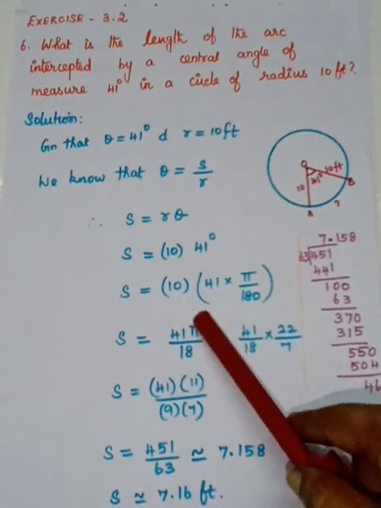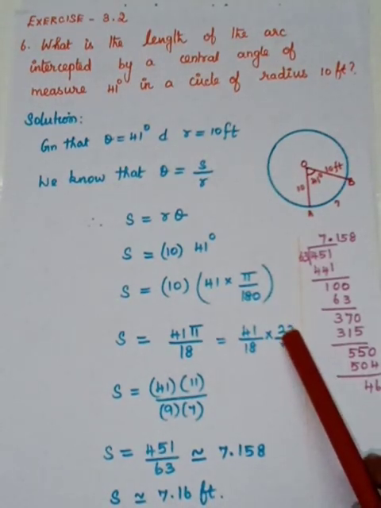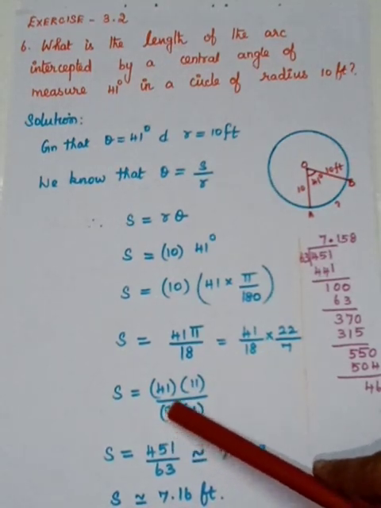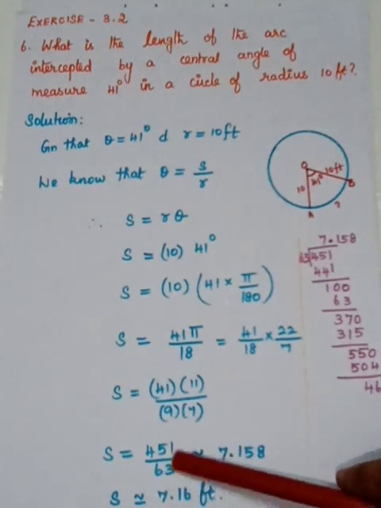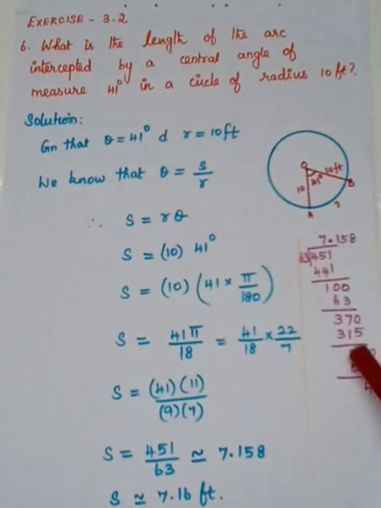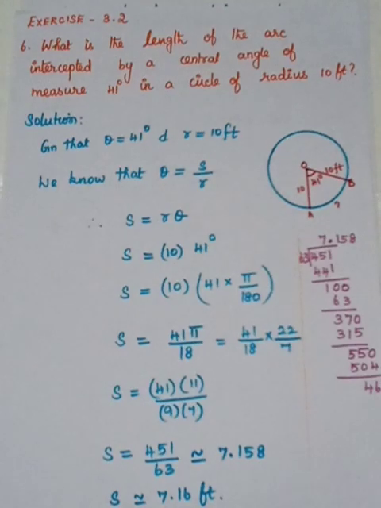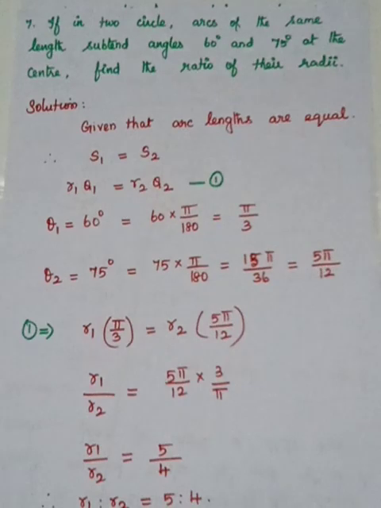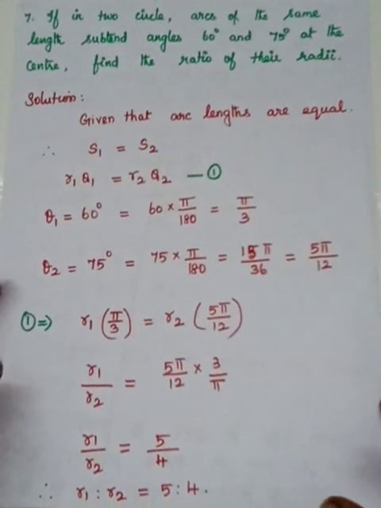So the pi value is 22 by 7. Here 22 and 18 get cancelled with 2, so it is 11, and here it is 9. 41 into 11 is 451, and 9 7s are 63. When it is divided, you see that it is 7.158, so it is approximately 7.16 feet. So the length of the arc is 7.16 feet.